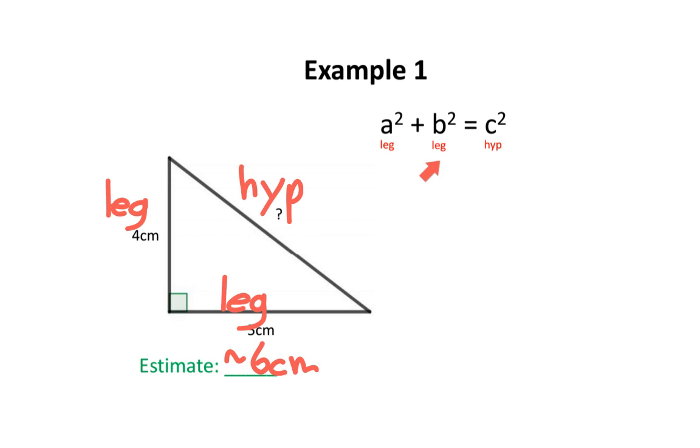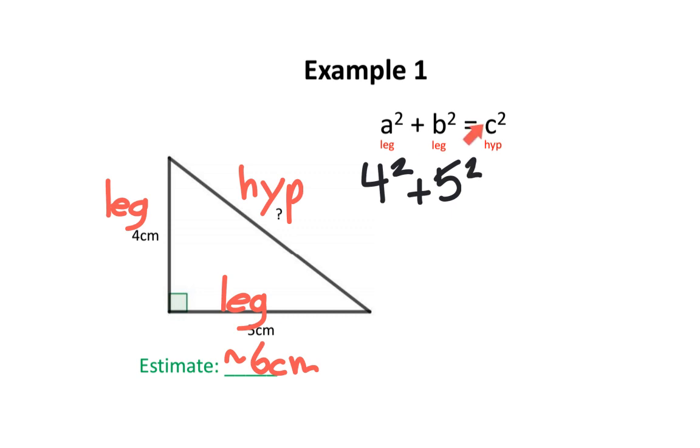Take a look at this equation. A represents the length of a leg. We know one of the legs is 4 centimeters. I'm going to replace a with the number 4. The exponent of 2 stays the same. Next, b represents the length of another leg. We know the length of the other leg is 5 centimeters. So I'm going to replace b with the number 5. The exponent of 2 will stay the same.